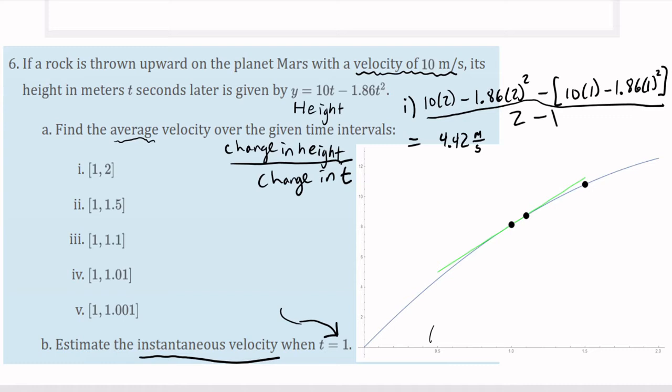We can't necessarily figure that out just by trying to measure different heights and comparing, but what we can do is take all of these different average velocities and try to get the idea of what's happening to this. Is this approaching something? Because if it is, that's going to be your instantaneous velocity. So it's all about this idea that we can approximate with the average velocity, and we can make that better by getting closer and closer and closer to the value we actually care about. We actually care about t equals 1.